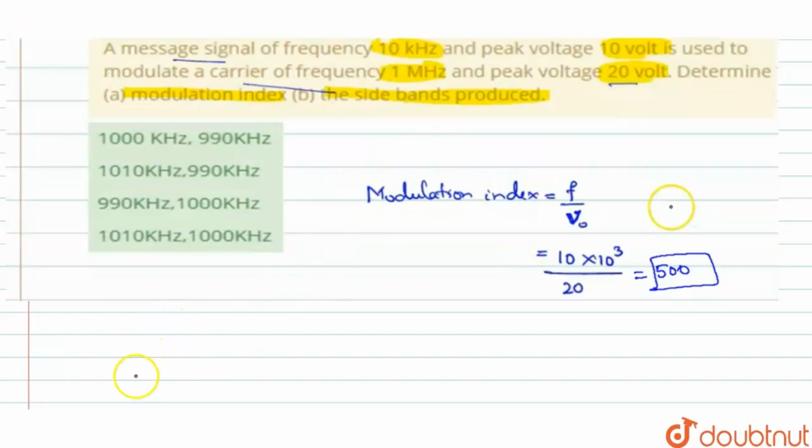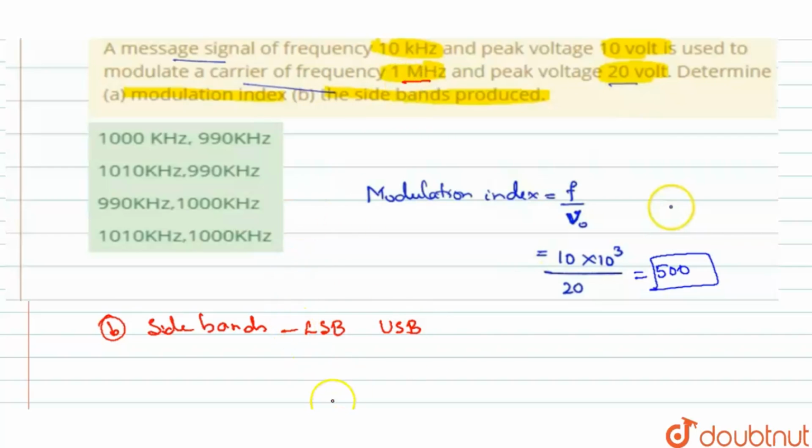The next you have is sidebands. So the question is asking about the sidebands, and sidebands come in two. One we call the lower sideband and the other one we call the upper sideband. So lower sideband means the lower part of the frequency signal and upper sideband refers to the upper part of the frequency signal. Now the carrier frequency they have given as 1 MHz, right?